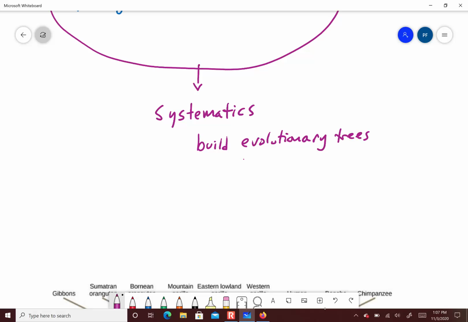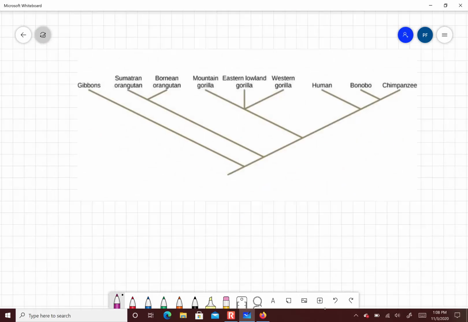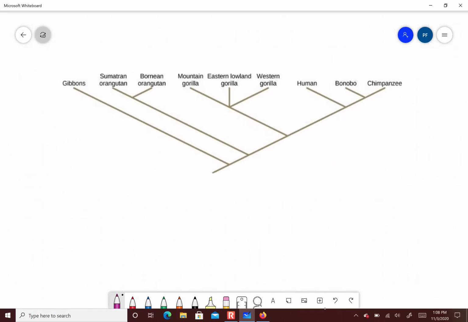Okay, so we may see these, like, for real technically, you're probably going to see these called phylogenetic trees. But to me, like, we don't necessarily need that. We can just say these are evolutionary trees. Right? So when we do systematics and we're looking at all this stuff up here, here's the kind of result we get. This is an evolutionary tree or a phylogenetic tree.